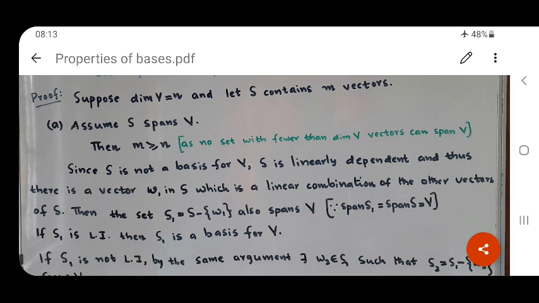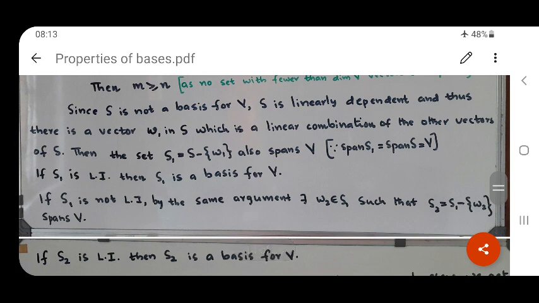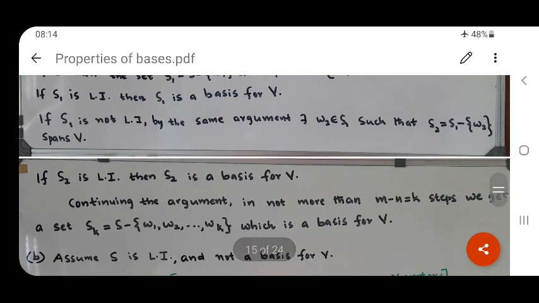Then S minus W1 also spans V, because span of S minus W1 is span of S. So suppose S1 is S minus singleton W1. If S1 is linearly independent, this is a basis for V. If S1 is not, it already spans V. So by the same argument as above, S2 equal to S1 minus singleton W2 spans V. If S2 is a basis, then we are done. Otherwise, we continue the argument for a finite number of steps, say exactly m minus n times. Then we get a set Sk, which is equal to S minus W1, W2, etc., Wk, which is a basis for V. So we have reduced S to a basis for V by the removal of appropriate vectors from S.